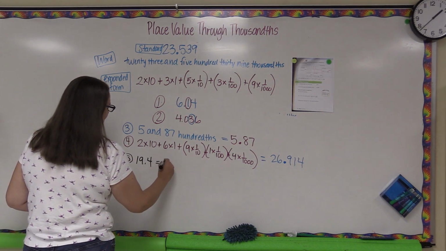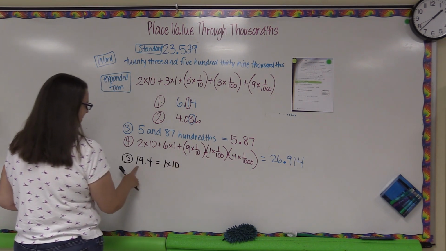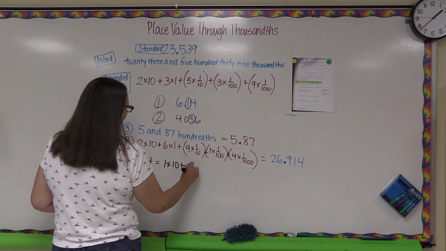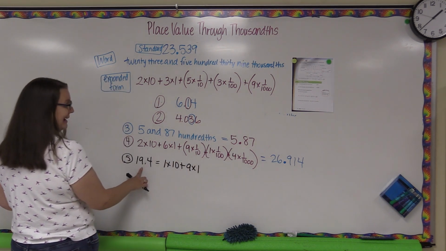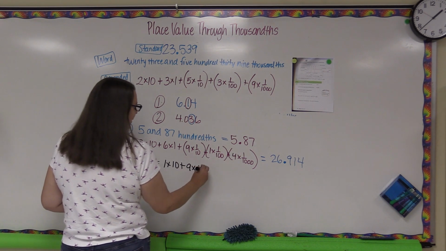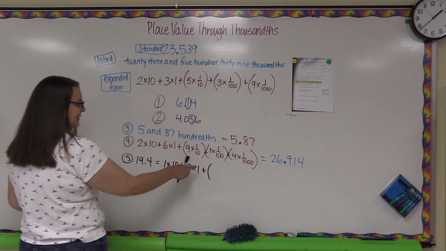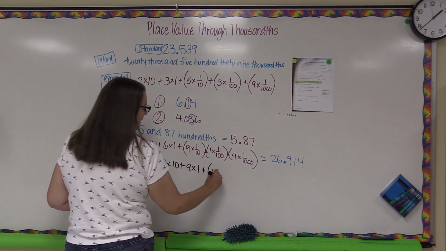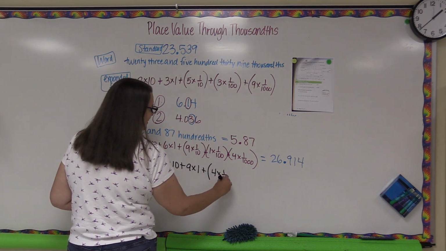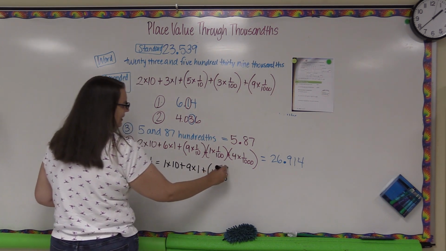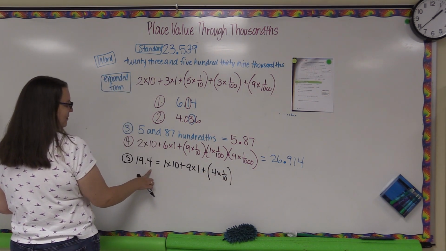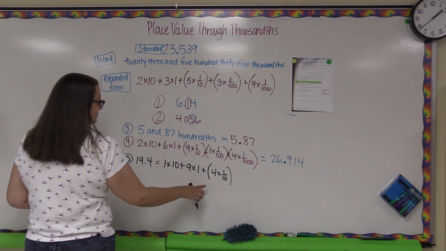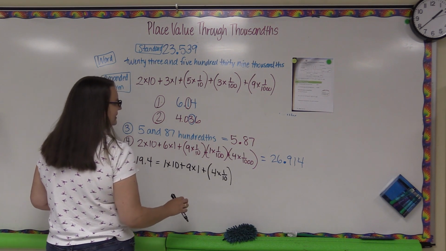So that is going to be 1 times 10, because there's a 1 in the tens place, plus 9 times 1, because it's a 9 in the ones place. Here's where our decimal stuff comes in, so our parentheses have to come. We have a 4, so write our 4 down, and it's in the tenths place. That's where that fraction comes in. There is 19 4/10 written in expanded form. Okay, just remember, fractions are part of the decimal side.